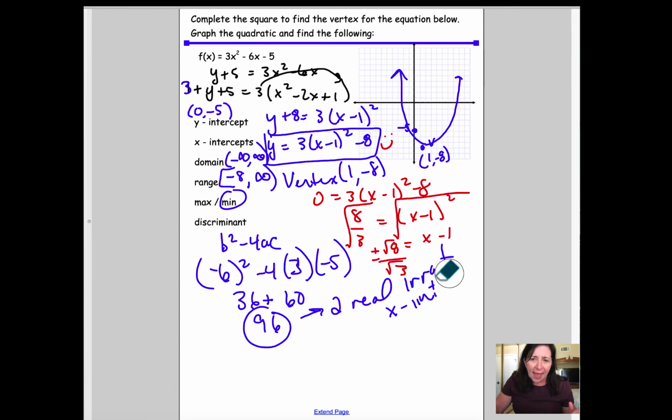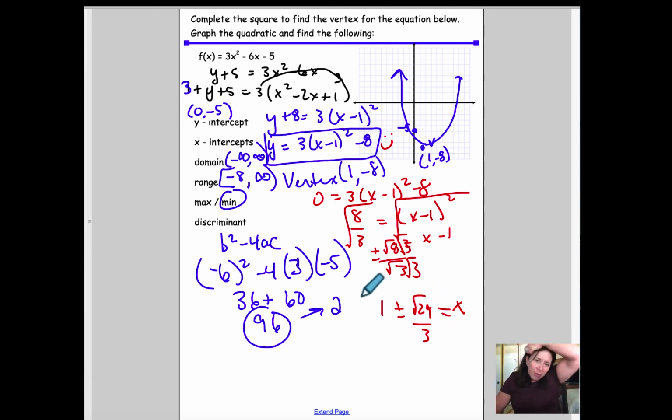And with that, what I would do is, first of all, I would most likely get rid of this root 3 by multiplying by root 3 over root 3. And so that's going to be x equals 1 plus or minus the square root of 24 over 3. I'm going to get 3 over 3 here, so I would say x equals 3 over 3 plus or minus the square root of 24 all over 3. And then I would break down the square root of 24.